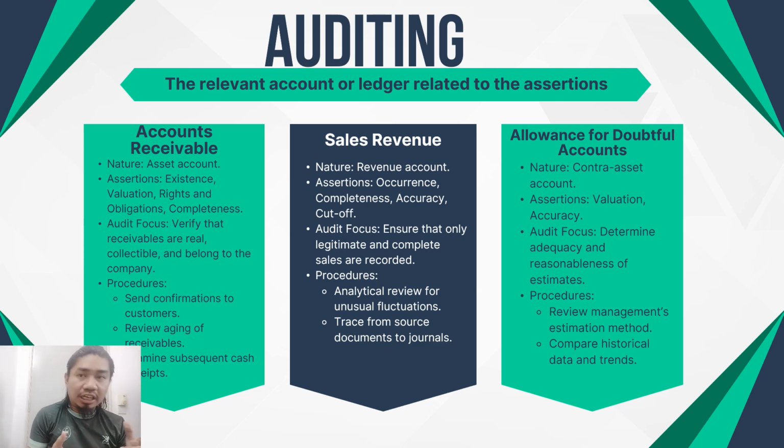Okay, the key assertions related are existence, valuation, rights and obligations, and also completeness. Existence: the receivables really existed. Valuation: are they valued correctly, right? And rights: does the company have legal right to this receivable? And also completeness: are all the valid receivables included. Okay, in order to test this, usually auditors send confirmations to customers to verify the amount owed, review their aging of receivables to identify overdue accounts, and also examine subsequent cash receipts to confirm the receivables have been collected as expected.